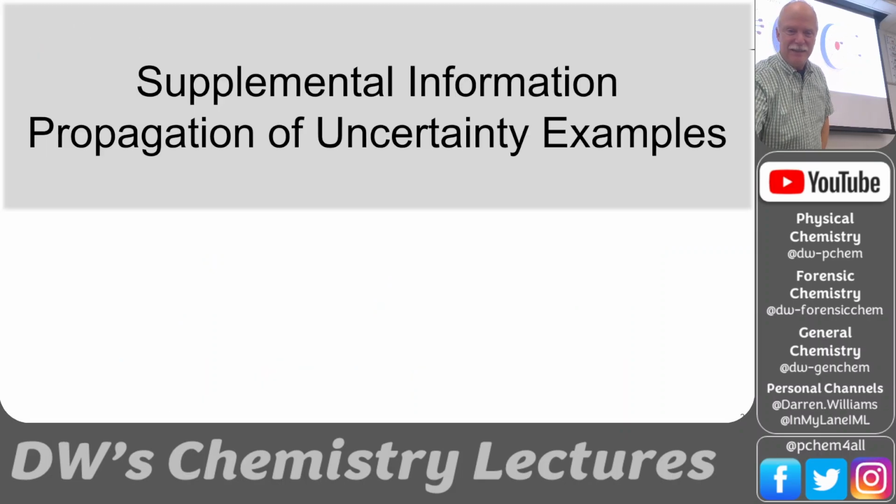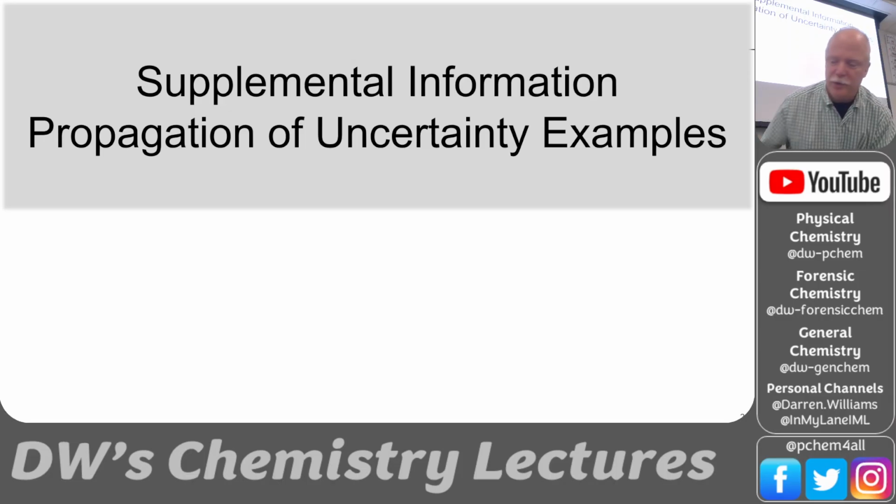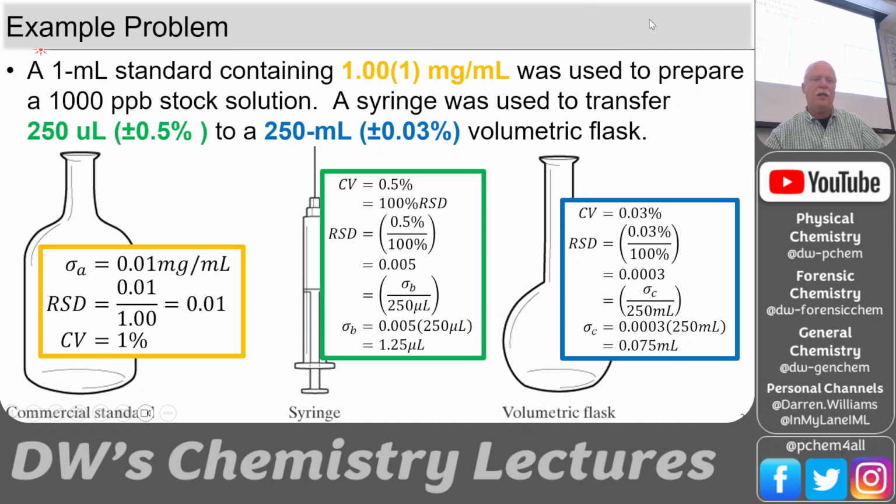All right, so there's some supplemental information here. Let's go through some more problems with the examples of propagation of uncertainty. I think this will be helpful for you in that period when you're doing a calculation and then you're like, okay, now I need to propagate the uncertainty because DW asked me to do that on the homework, and I don't know which equation to use. And so this is going to help you with those. So here's a standard dilution problem. We buy a 1 ml standard, and it contains 1 milligram per mil of whatever our standard is.